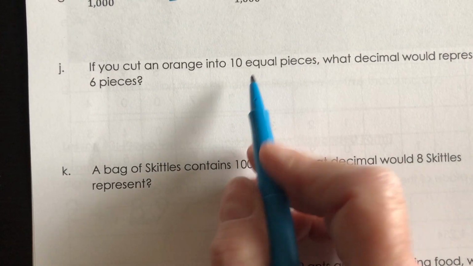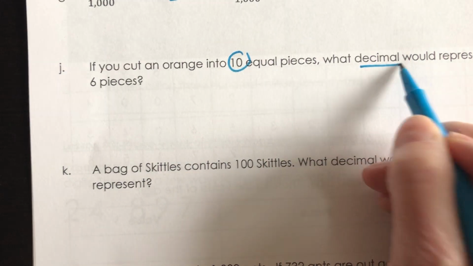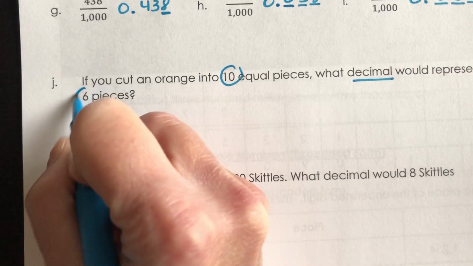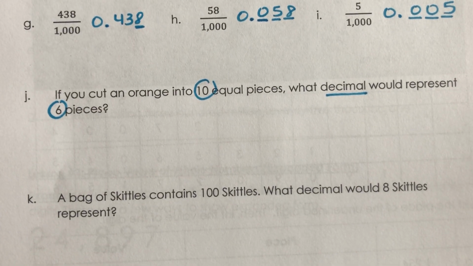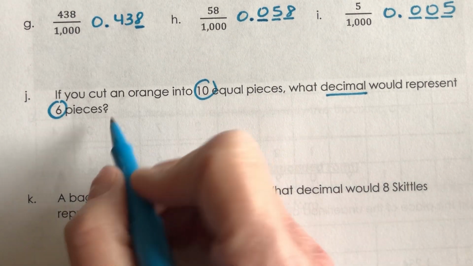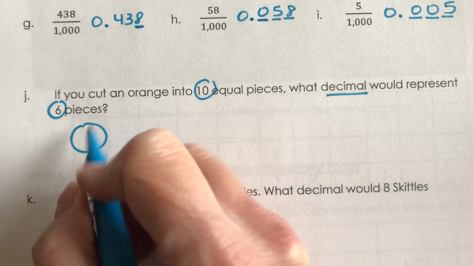All right, last 3. If you cut an orange into 10 equal pieces, what decimal would represent 6 pieces? Okay, so we're gonna take, this is kind of like the candy bar question, except we're taking one whole orange and we're cutting this orange up into 10 pieces.